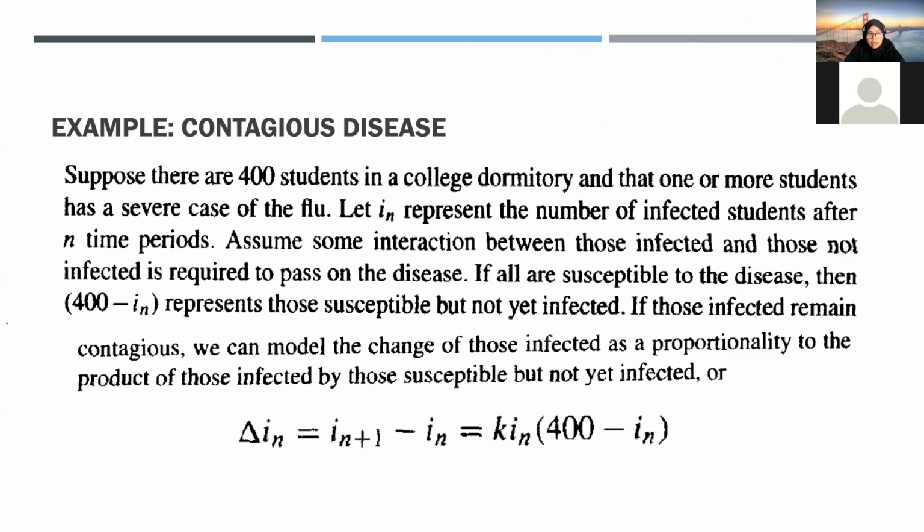All right, now let's see this contagious disease. Suppose that there are 400 students in a college dormitory. So we have 400 students, and one or more students has a severe case of flu, and IN represents the number of infected students after n time periods. So we have IN as our variable, and n is the time period, and there will be some interaction between those infected and those who are not infected.